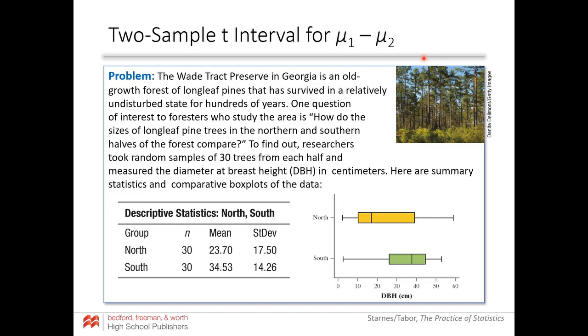So we've got our box plots comparing the north and the south. And then they also gave us our sample sizes, our means, and our standard deviations of those samples. So how nifty for us. We have all that information.